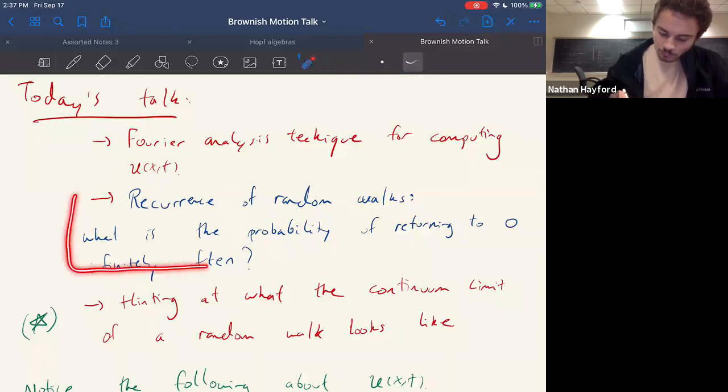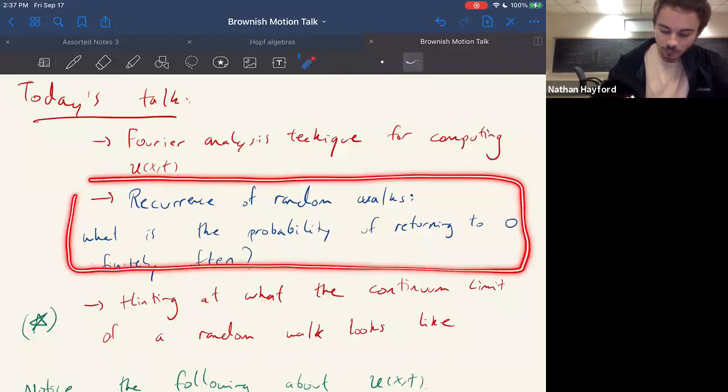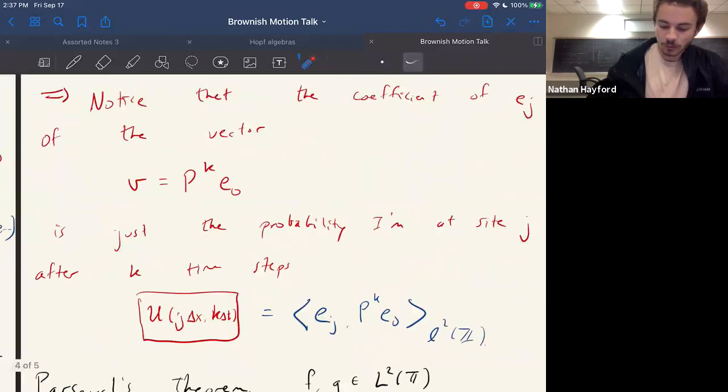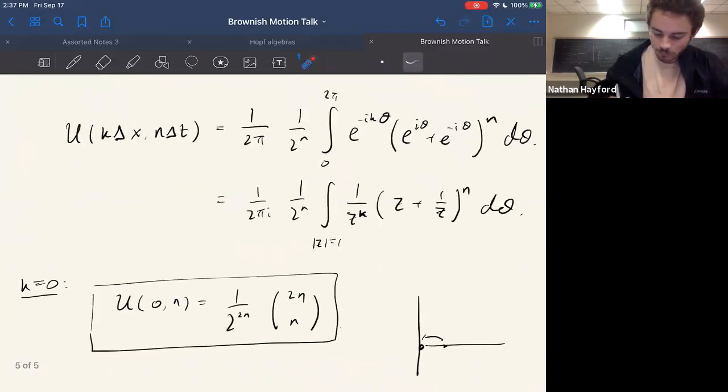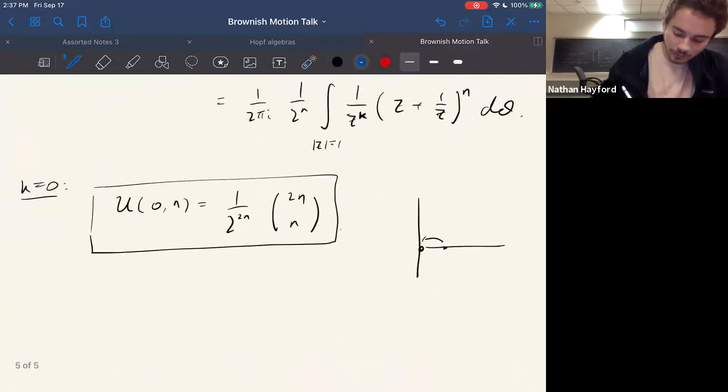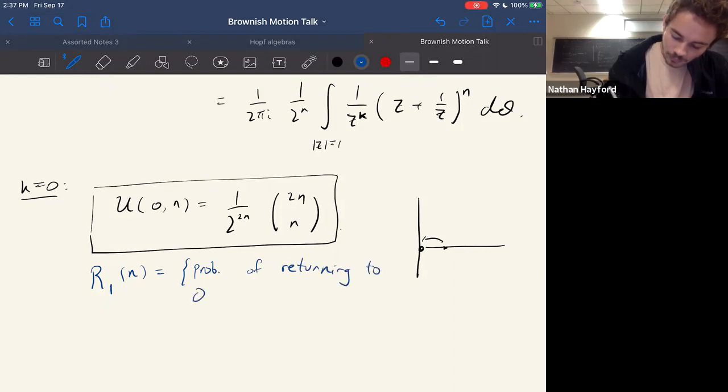So one object that we need in order to compute this recurrence is the function I labeled here, u of 0 and n, which I actually have a name for. I'll call it r_1 of n, and this is the probability of returning to the origin after n time steps.